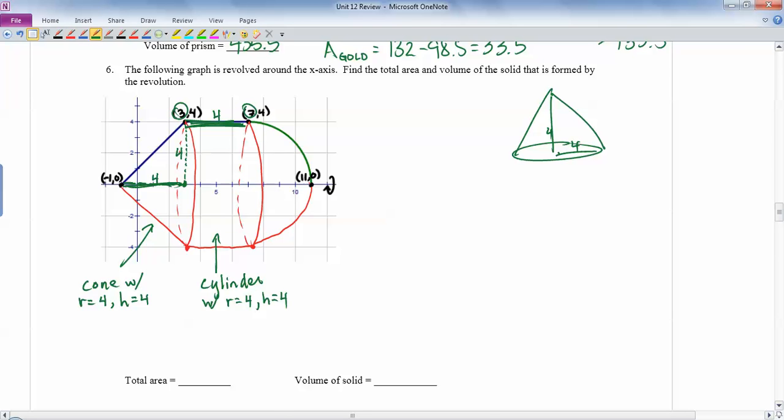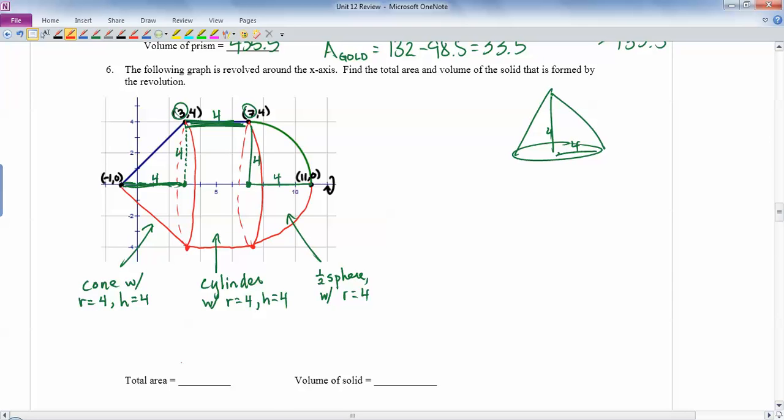And then if we look at the sphere part down at the end, this is a half sphere with radius equaling, well, if I just come up here straight up to the top, that's 4. And if you actually come this way, you'll notice that 7 to 11, that's also 4. So this is a sphere, in fact, or part of a sphere, so the radius is 4. Okay, so those are all the important features.